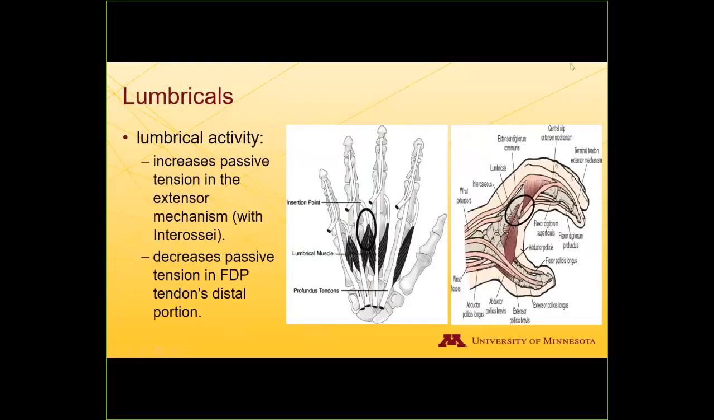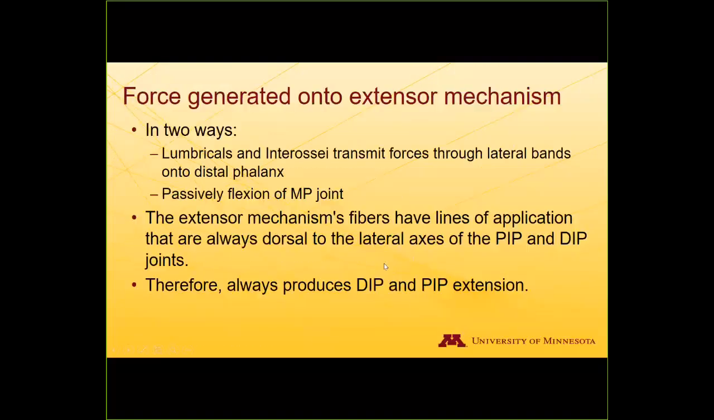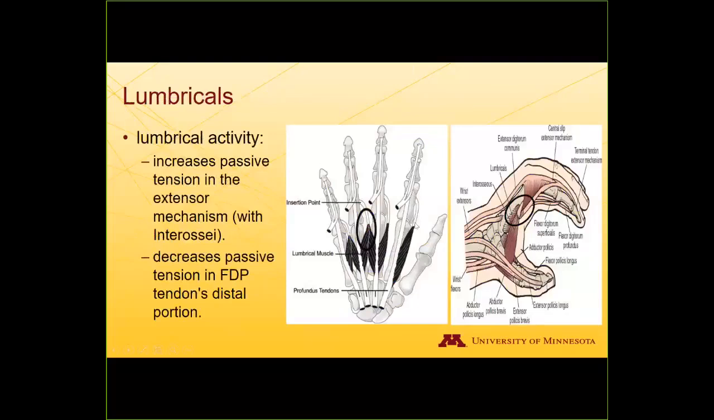And this just helps to better illustrate. Here are the lumbrical muscles. Here are the radial two lumbrical muscles, which are unipennate, and the ulnar two, which are bipennate. And how they insert onto the radial aspect of the extensor mechanism.